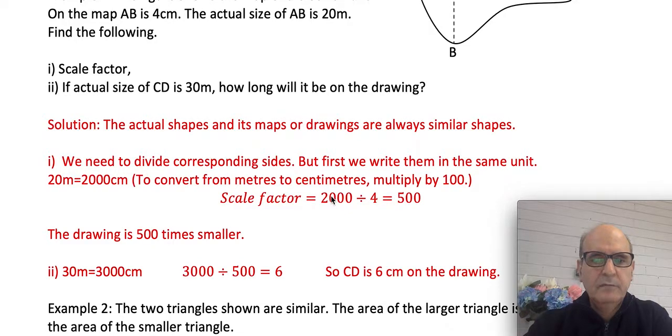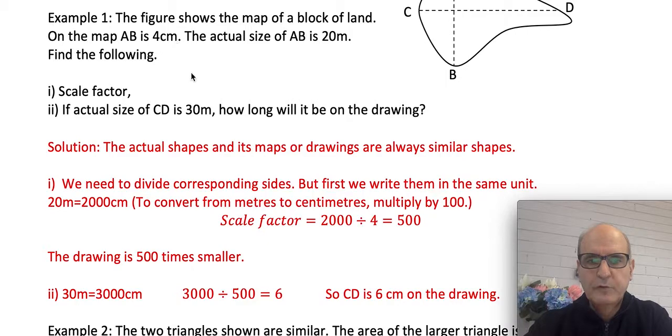All right, now both of them are in centimeters, 2000 centimeters and 4 centimeters. So 2000 divided by 4. Now the units are the same, we can drop the unit and divide. So 2000 divided by 4 is 500. So the scale factor is 500. That means any measurement you take on the map, you need to multiply by 500 to arrive at the actual size that it represents.